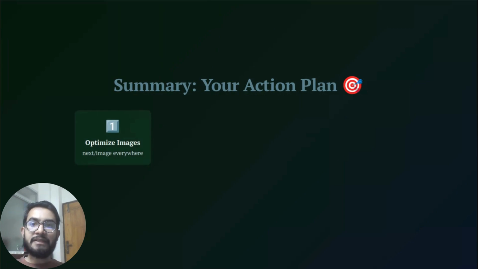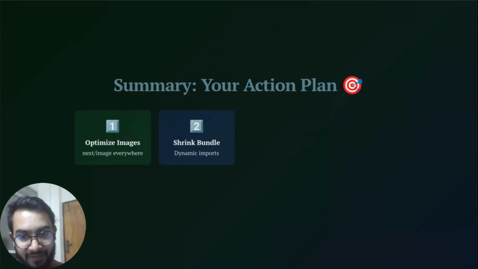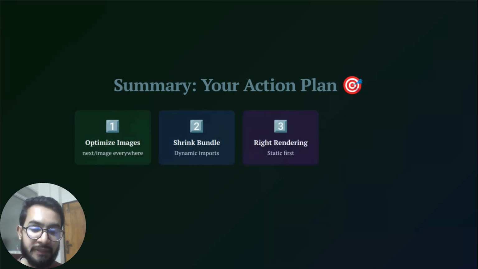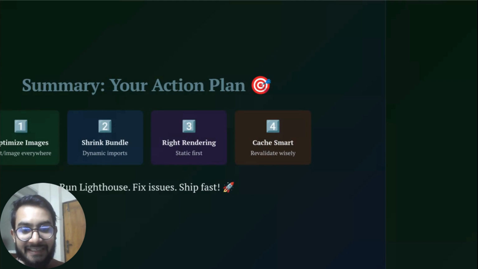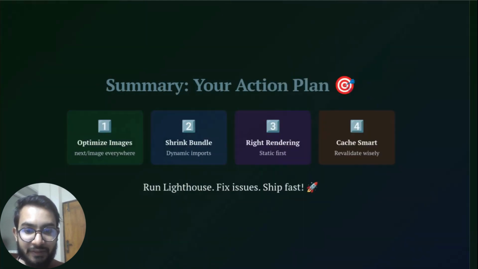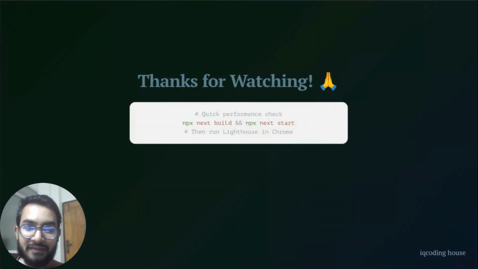Well, so here is an action plan for you. To optimize images, you should use next/image everywhere. To shrink the bundle, you need to use dynamic imports for large components. You need to use the right rendering, like static first. And you need to use caching smartly and revalidate wisely. Then you can fix those issues, deploy your application to production, and see the performance impact.